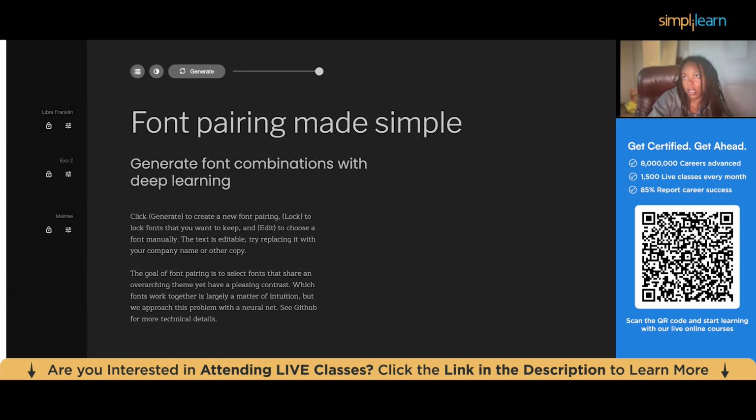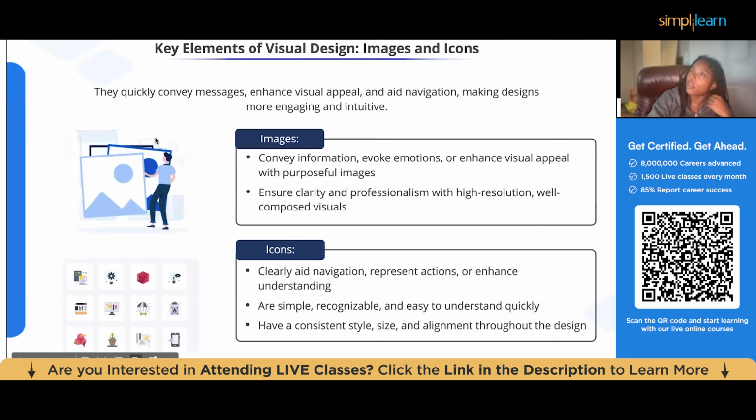All right. So getting back into the lesson, some key elements of visual design are images and icons. They quickly convey messages to enhance visual appeal and aid navigation, making designs more engaging and intuitive. For example, images convey information that evokes emotions, and you can enhance visual appeal with purposeful images. They also ensure clarity and professionalism with high resolution and well composed visuals.